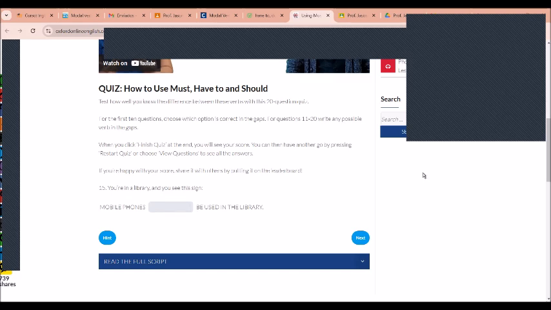Let's go with Yamilet. You're at the library. You're in the library and you see this sign saying, mobile phones must not be used inside. Exactly. Don't do it. That's the rule. All right, next one, number 16.